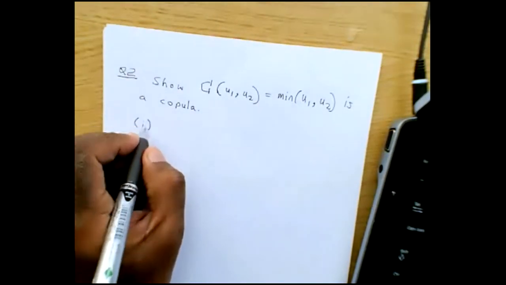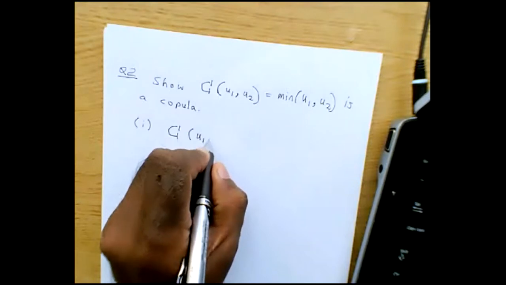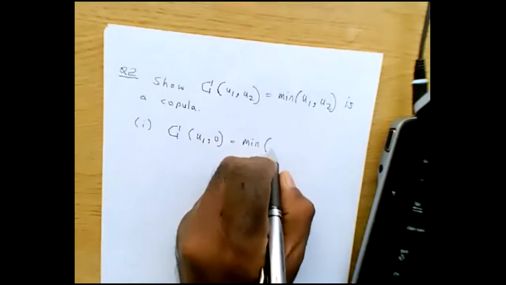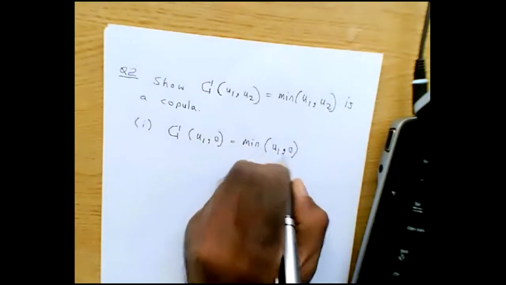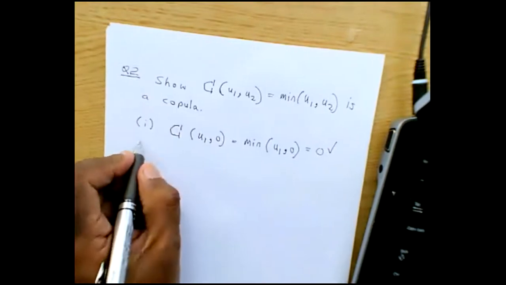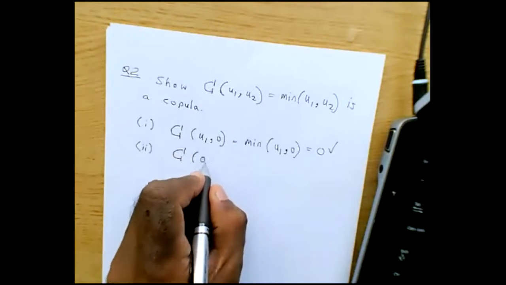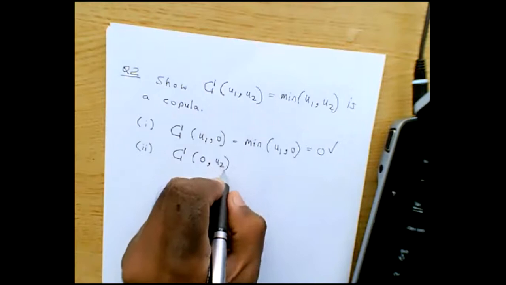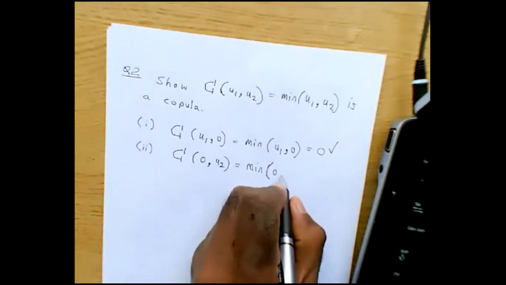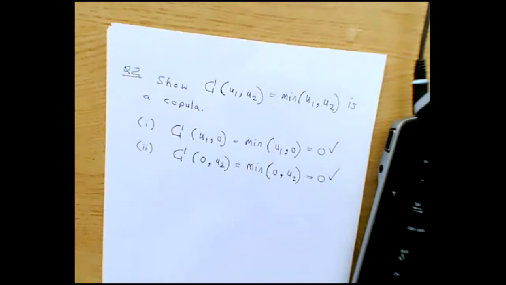So we'll start with condition 1, which is to show that C(U1, 0), which is the minimum of U1 and 0, and the minimum of these two is clearly 0. So condition 1 is satisfied. Condition 2, C(0, U2). So this is the minimum of 0 and U2, which is once again 0. So condition 2 is satisfied too.